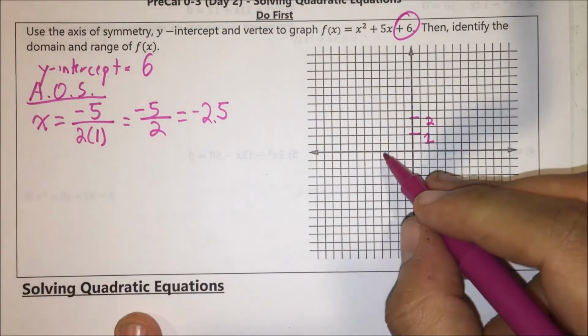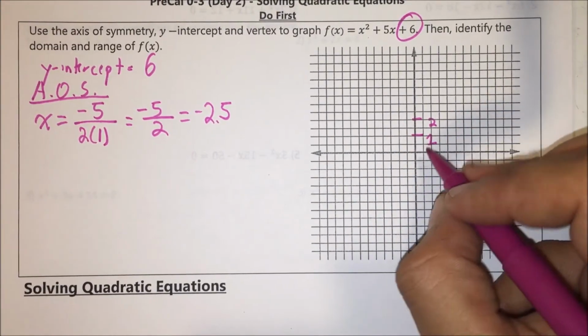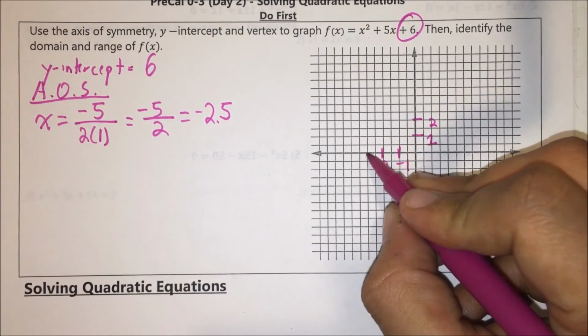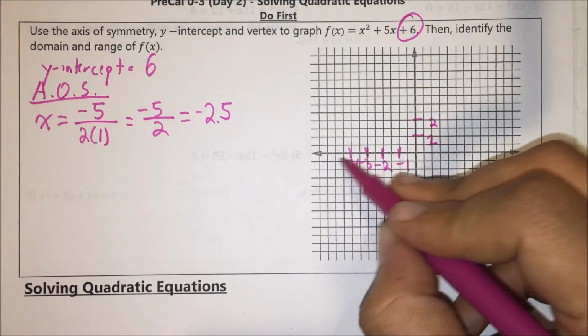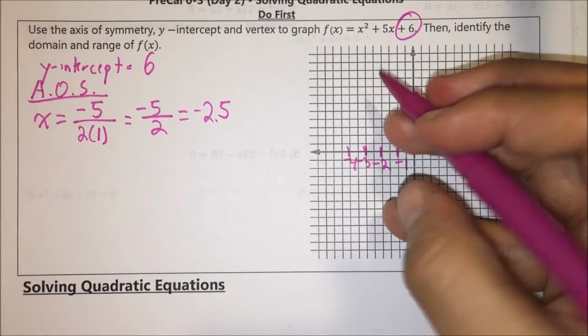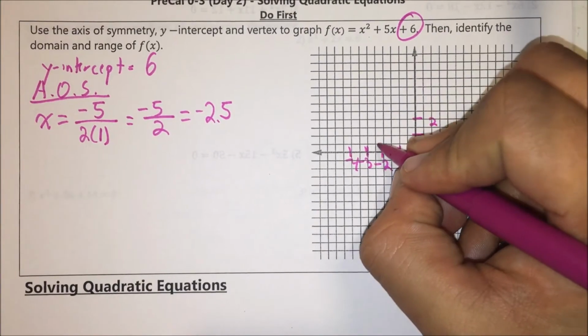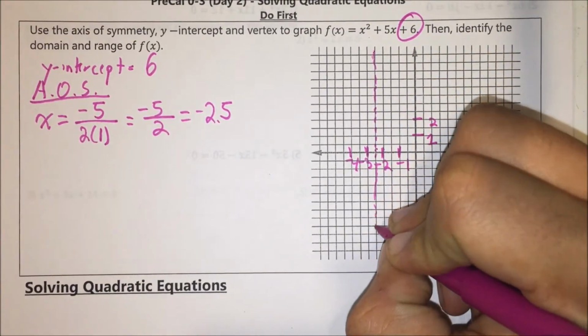That means our axis of symmetry will run through negative 2.5, and let's go ahead and mark some lines here. That's going to be negative 1, negative 2, negative 3, negative 4, and that looks good for here. So negative 2.5 is going to be right between negative 2 and negative 3. So that's going to be our axis of symmetry line there.